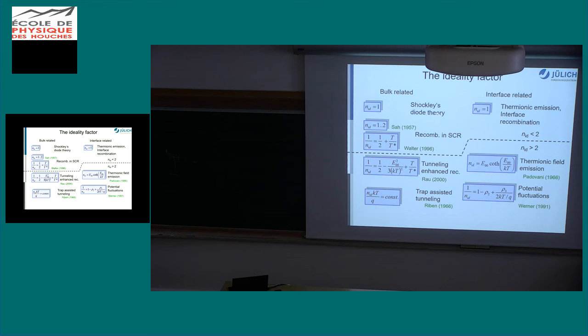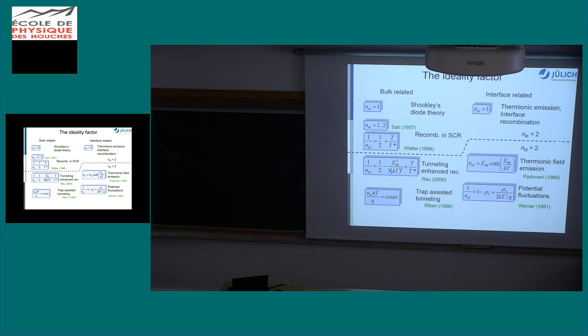So we have Shockley's diode theory: neutral bulk recombination gives ideality factor 1. For recombination in the space charge region, if you do it a bit more in detail, you can get anything between 1 and 2. Interface-related recombination has ideality factor 1. So with the ideality factor that you can measure, you can distinguish at least different groups of recombination mechanisms.